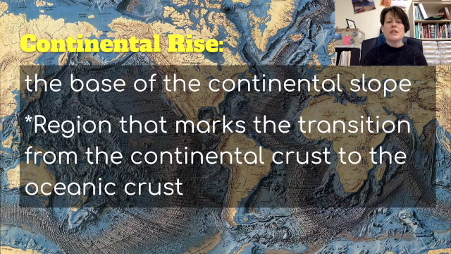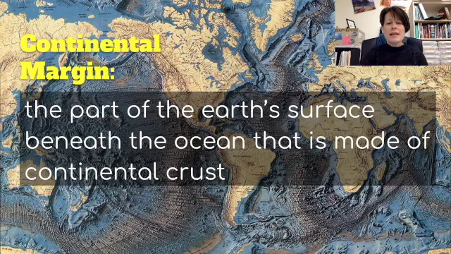The next term we're going to talk about is part of the oceanic crust. Now those three features, the continental shelf, the continental slope and the continental rise, are all part of what's called the continental margin. This is the part of Earth's surface beneath the ocean that is made of continental crust. So, underneath this definition, draw a line to show that the next term is not part of the continental crust, it's part of the oceanic crust.